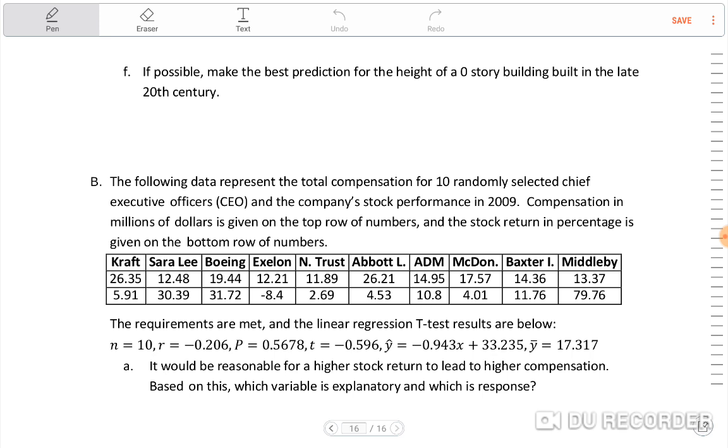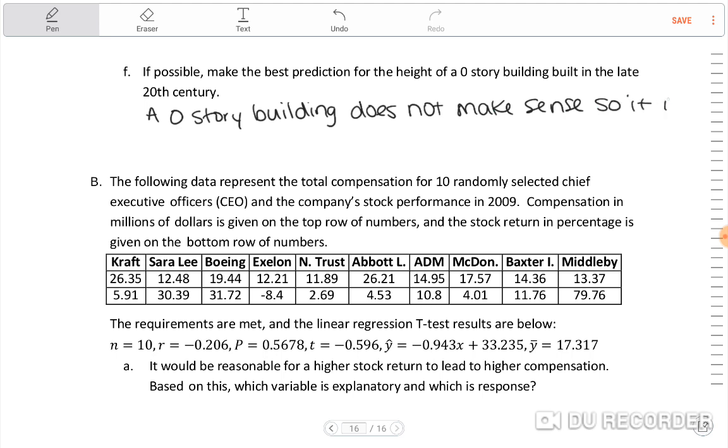If you have a 0-story building, does that exist? No. If it's a building, it has at least 1 story. I mean, it has to, right? You can't have a 0-story building. This just doesn't even make sense. So, a 0-story building does not make sense. So, it is not possible to make a prediction on the height.